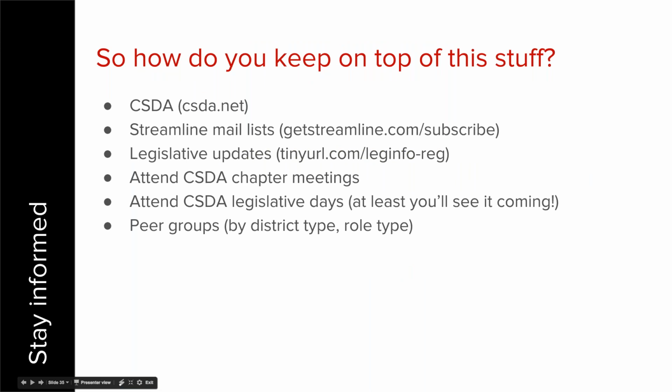So again, back to this question of how do you keep on top of this stuff? CSDA is a great resource. This presentation is aimed at special districts, really, because that's where we've given our talks. But if you're from another agency, it's like any of your peer agencies, any of the associations that are really watching out for local government. So the California Special District Association, CSAC, the League of Cities, all of those people.